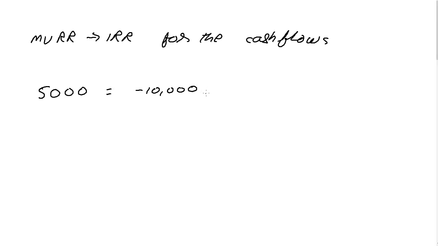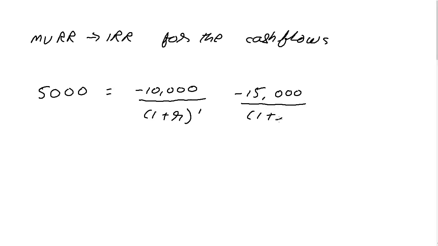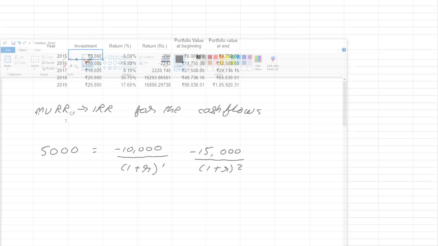Okay, so for the year 10,000, for example, in 2016 we have 10,000, that will be considered year 1, so 1 plus r to the power 1, 15,000 upon 1 plus r to the power 2. The question that could be asked is, why is 10,000 year 1?